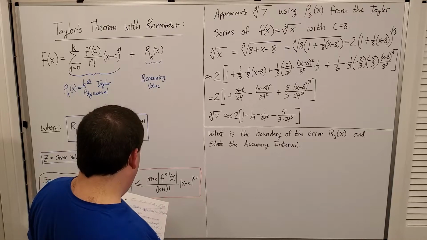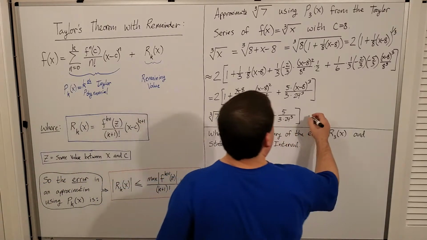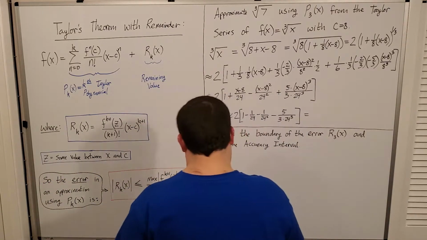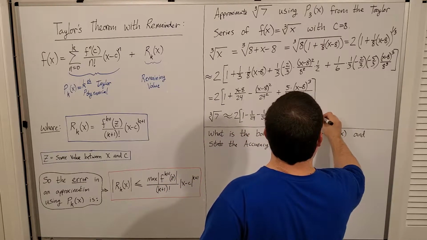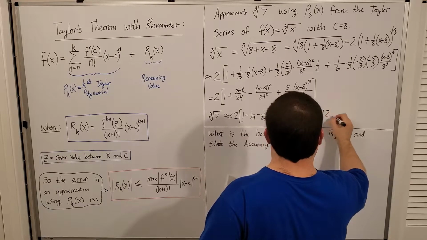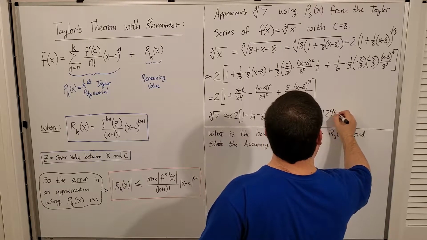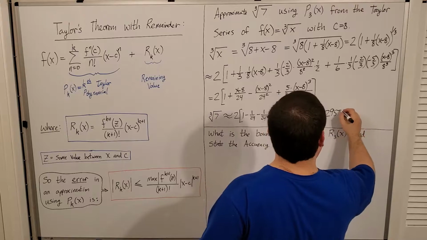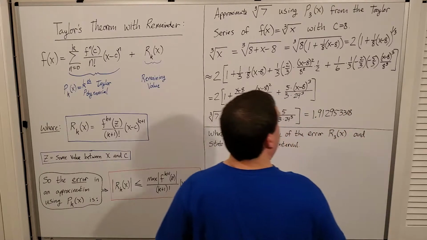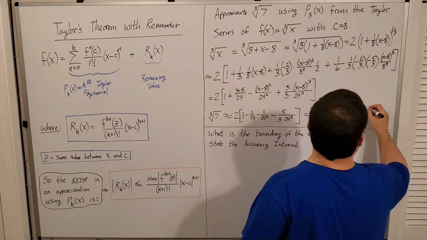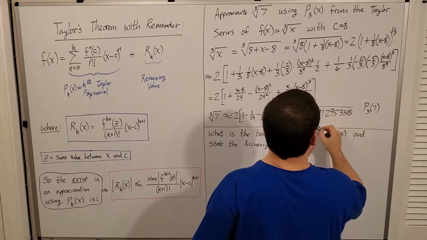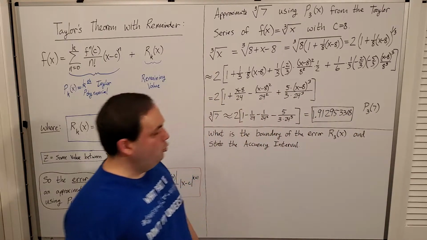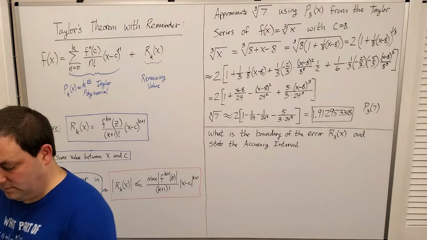Okay. So then what is this equal to? This calculation is equal to 1.912953318-ish. And I would label this as P3 of 7. Right? So here's my approximation of the cube root of 7. Okay?